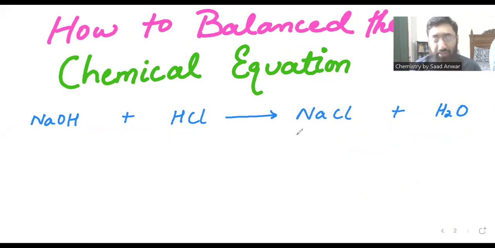You can see, guys, this is an equation in which sodium hydroxide is reacting with HCl and the product is NaCl and water. This is not a balanced equation. I will balance the equation in front of you, and I will try to teach the easiest procedure by which you can balance any chemical equation.